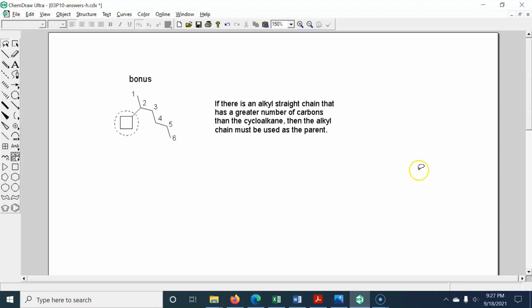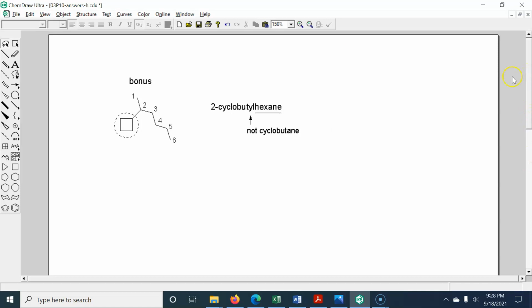So take a look at how I would name this molecule. The parent is hexane, and off carbon number 2 we have a substituent. The substituent happens to be a ring, a cyclobutane ring. But you don't use cyclobutane because it is a substituent. You will use cyclobutyl. The substituent is a 2-cyclobutyl group off of the hexane parent chain.